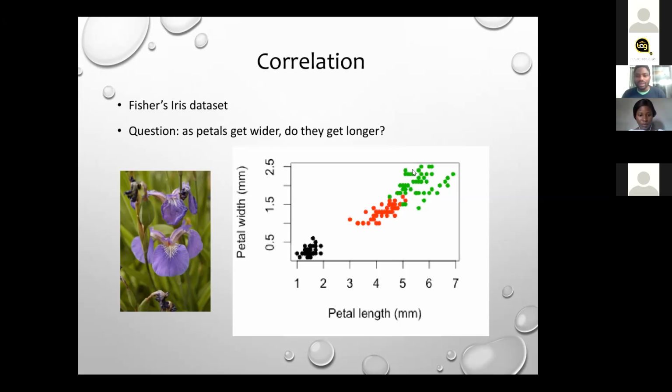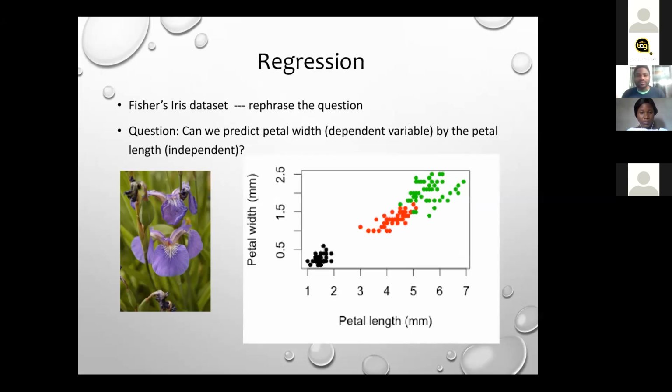And when you plot them, you can see that these are three different species. You see that it tends to be like, yes, when they get longer, they get wider. That's the idea of a correlation. And if we wanted a regression, then we would be asking a question differently, right? Can we predict one using the other? Then we go to regression. That's the only difference. And I think this can be useful when it comes to research.